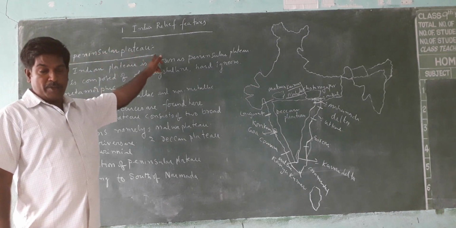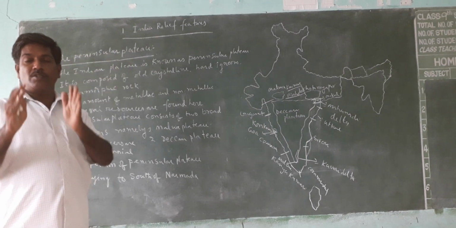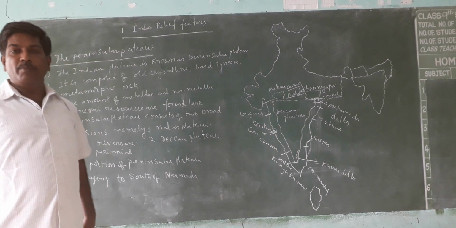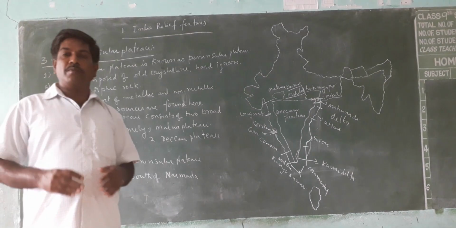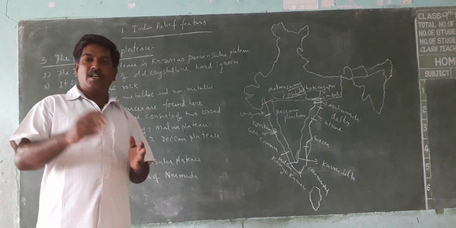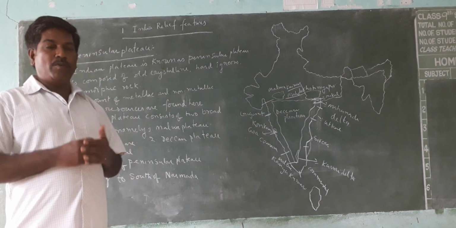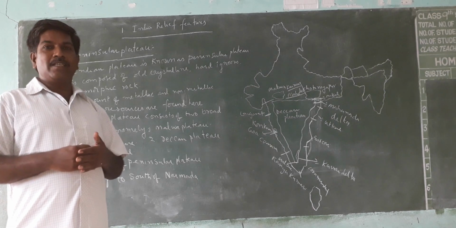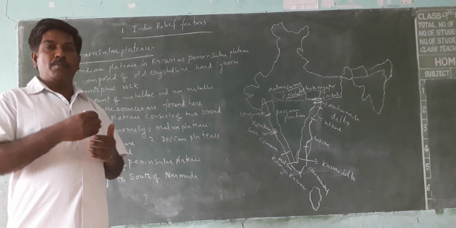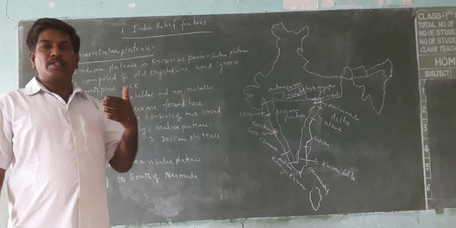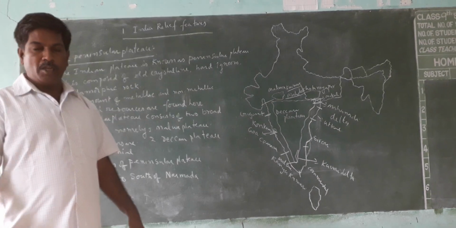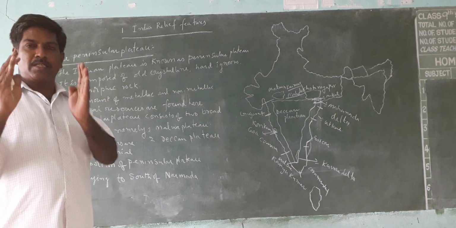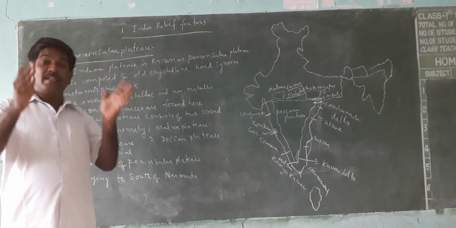The peninsular plateau. Now we are discussing what the peninsular plateau is. Peninsular plateau means the combination of the Malwa plateau and the Deccan plateau. The Malwa plateau is westwards, and the Deccan plateau has a triangular shape, extending from the middle of India up to the south of India. Now we are going to discuss this in a detailed manner.